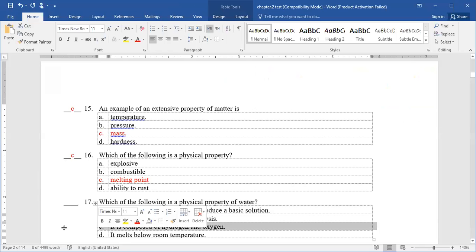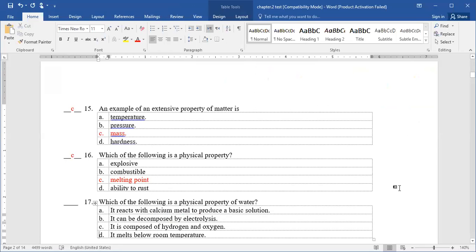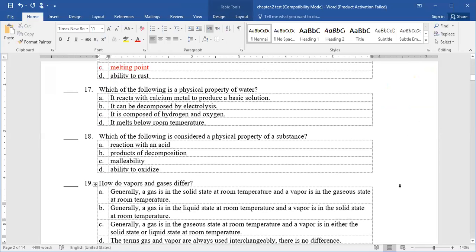Which of the following is a physical property of water? It reacts with calcium metal to produce a basic solution. Once I say react, that's a chemical property. Number two, it can decompose by electrolysis, and that's a chemical one too. Number C, it is composed of hydrogen and oxygen, and that's a chemical composition too. D, it melts below room temperature, and the answer will be D, guys, because that's a physical property.